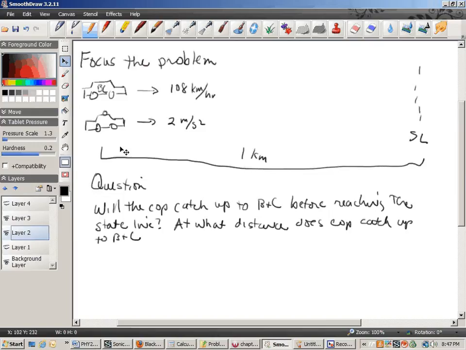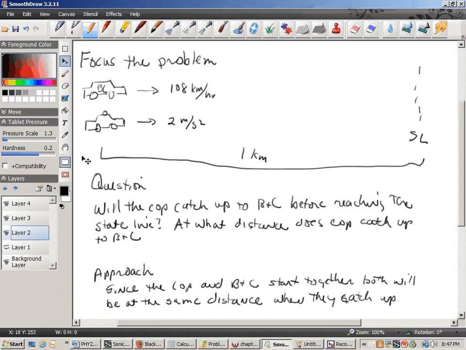Now we have to think about how we're going to approach this problem. So our approach, since Bonnie and Clyde and the cop all start together, we've got to think that both will of course be at the same distance when the cop catches up to Bonnie and Clyde.